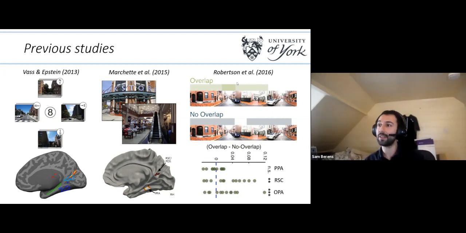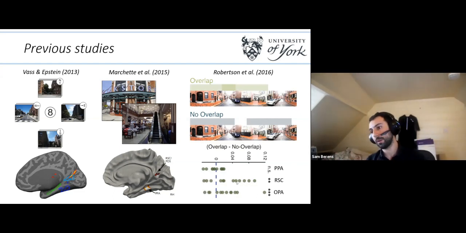And finally, this study by Robertson et al. 2016, they trained participants before scanning. They trained participants to recognize that, say, for instance, this black door over here was 180 degrees opposite in space to this blue car over here. And just got people to learn that kind of spatial relationship, and found that the patterns of activity encoded this panorama location itself, but didn't depend on whether you saw an image of the door or the car.